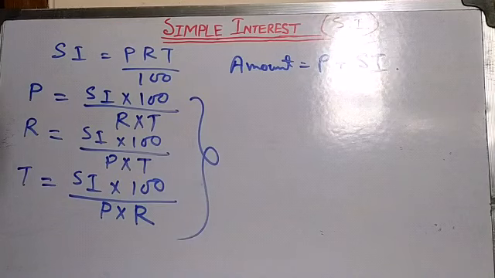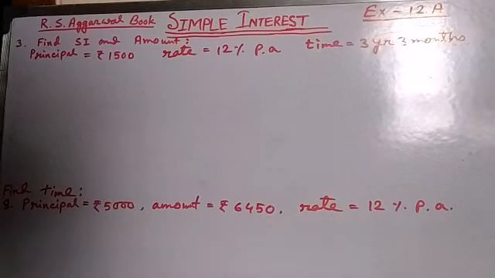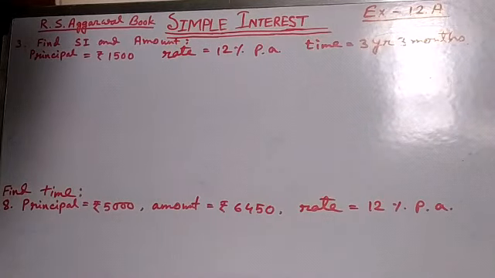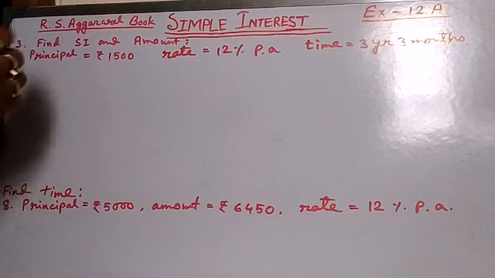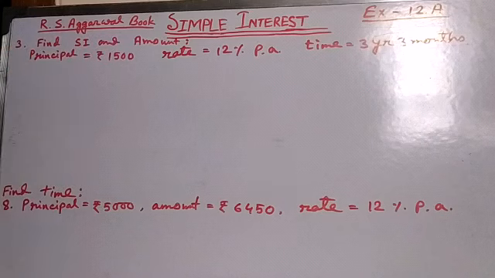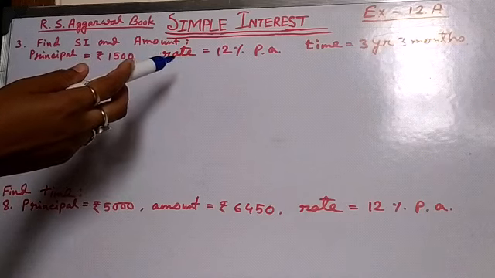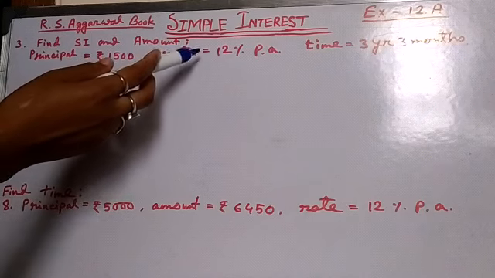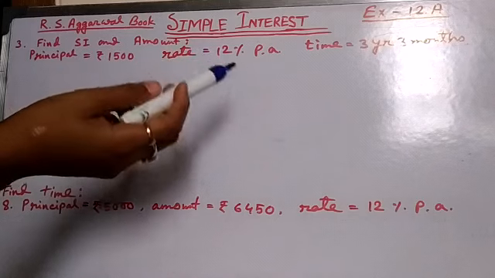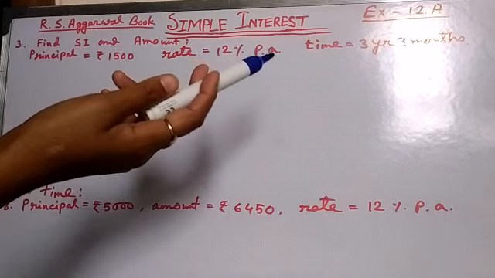So properly you have to practice this formula, then you can get the sum. So this is the introduction part of simple interest. Now we can start the exercise. This is exercise 12A from R.S. Agarwal book, question number 3. Find SI and amount. Principal is rupees 1500, rate is 12% per annum. That means annually rate of interest is 12%. Time is 3 years, 3 months.